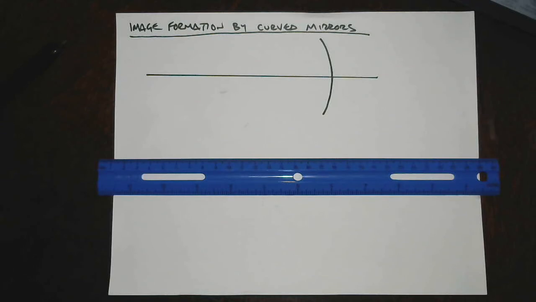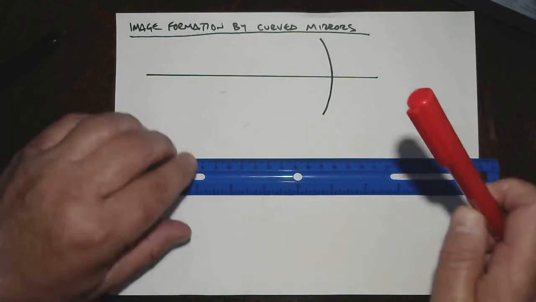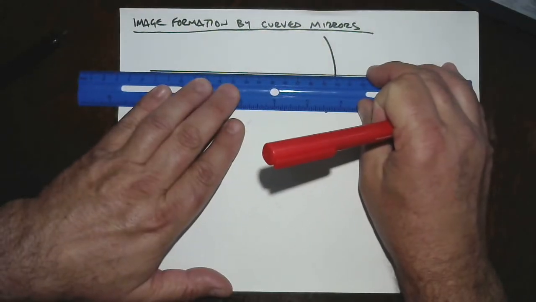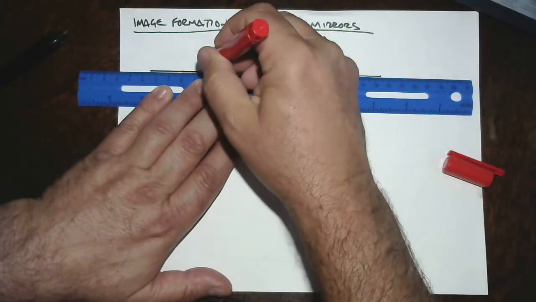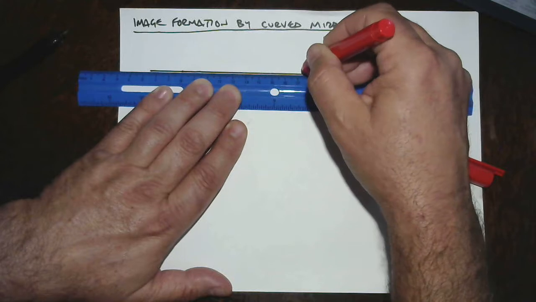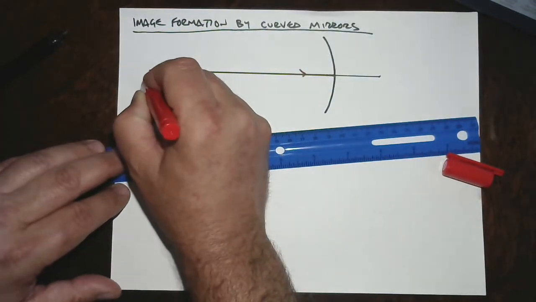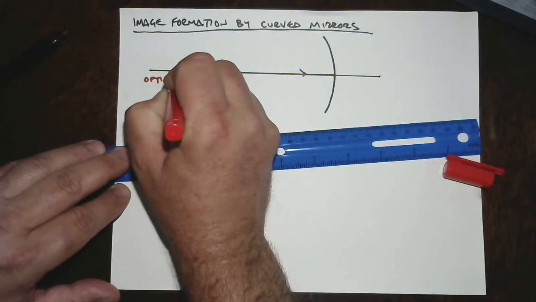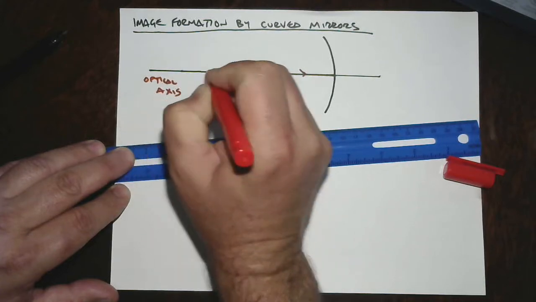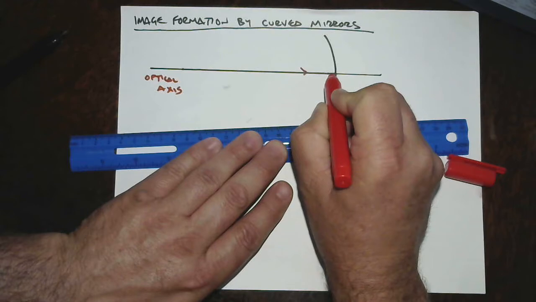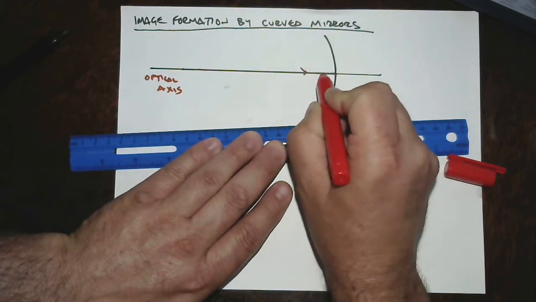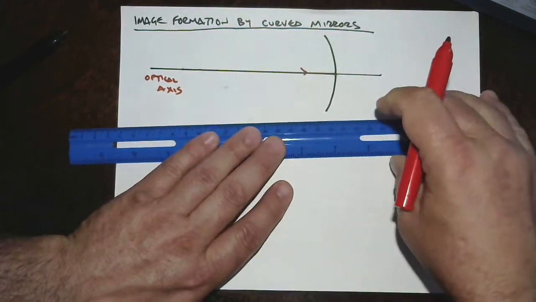I'll use the red and the blue again, and let's draw some representative pieces of light. First of all, one of the really easy ones to draw would be a ray of light that is right along this center line, which is actually called the optical axis. The optical axis is the center line for the mirror. It's the place where the mirror's normal for a ray along the optical axis would be right back along the optical axis, so that ray is going to bounce straight back.